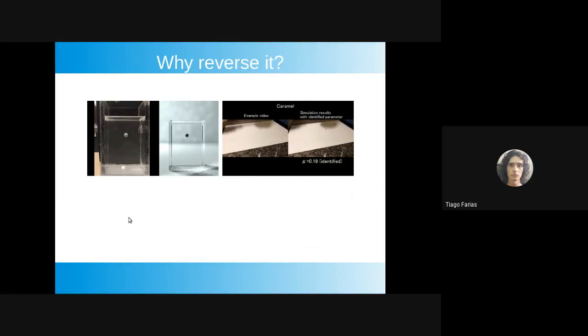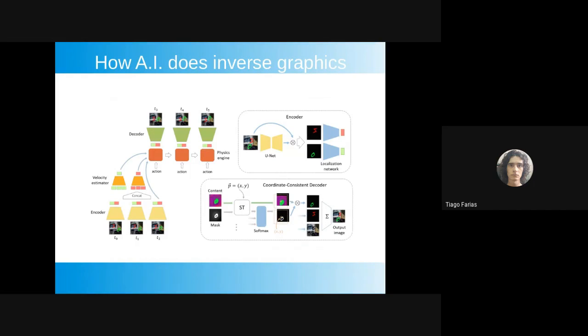Well, how can we do this? Through artificial intelligence, because we don't know exactly how to obtain these properties from an image. You let an artificial intelligence learn how to obtain these physical properties. This artificial intelligence is on this slide.